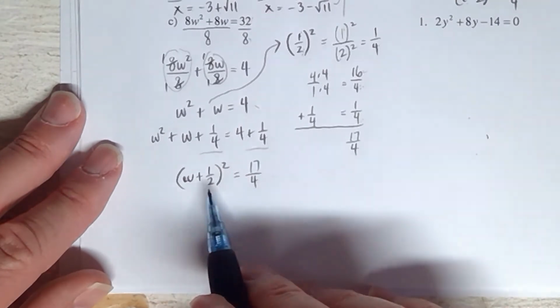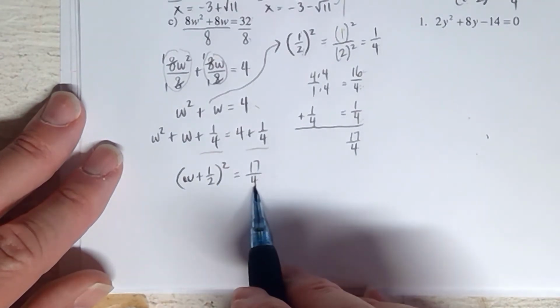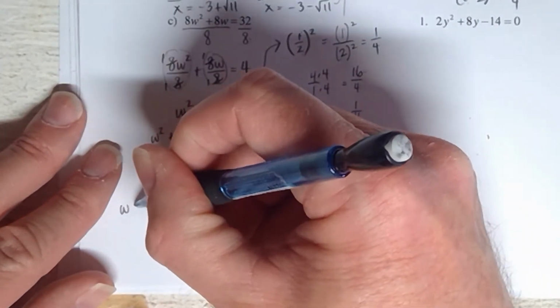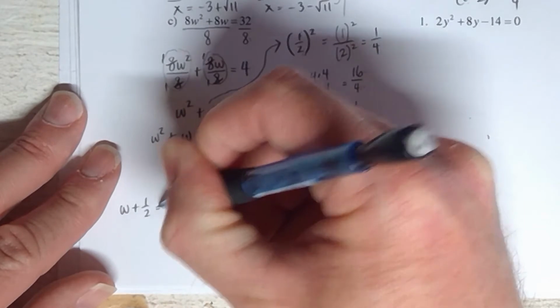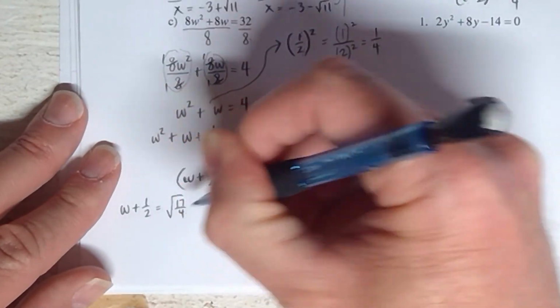So the next step, now that we have a bracket squared by itself and a term without a variable on the other side, that means that we do the square root property from the last section. Like this.